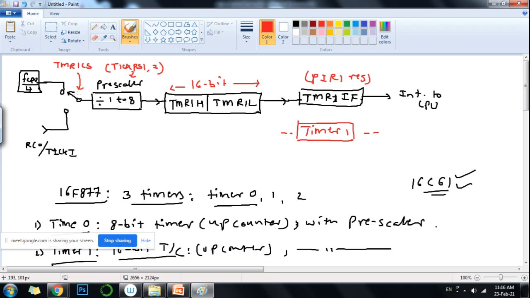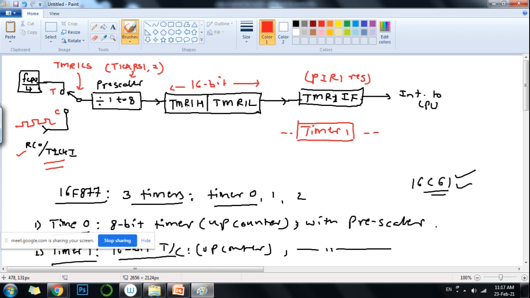It can work either as a counter or a timer. In the timer mode of operation, the input signal will be taken from the CPU clock. In the counter mode of operation, it will be taken from outside through this particular pin of this microcontroller. Particularly the port C pin, RC0, has the alternate function of timer 1 clock input. So whatever signal you supply here, that signal will be taken as clock and it will work as a counter.